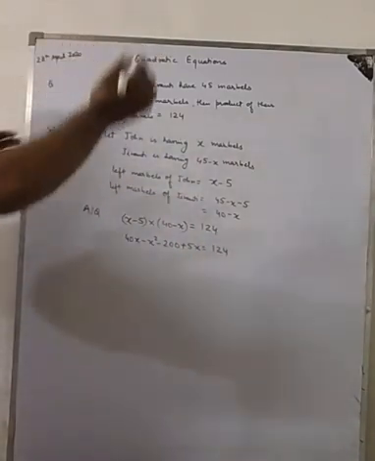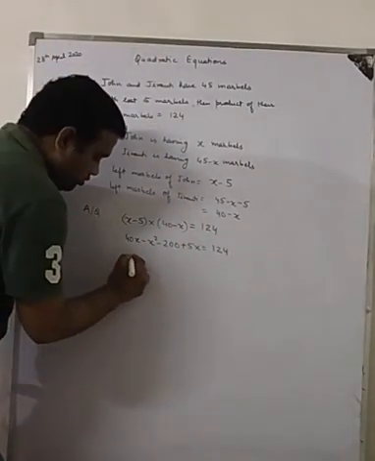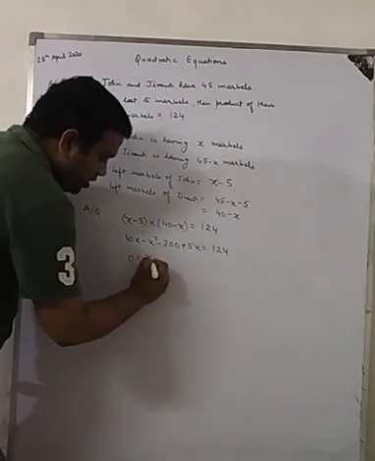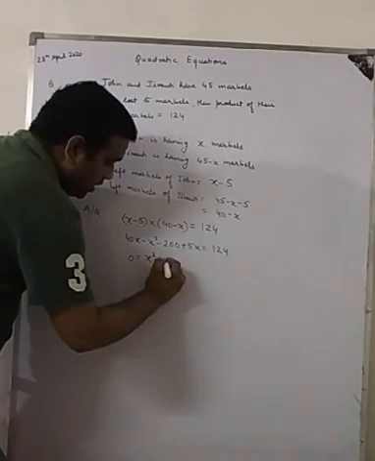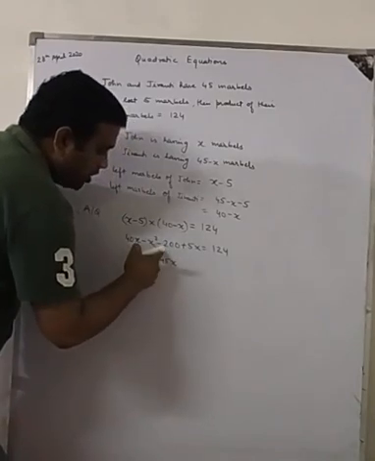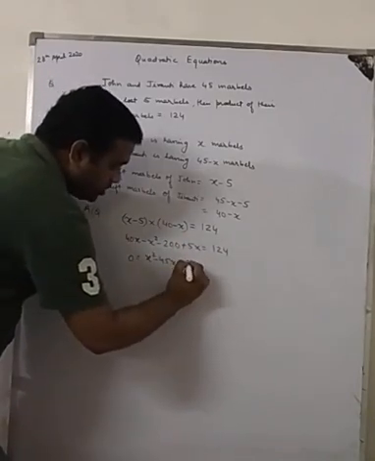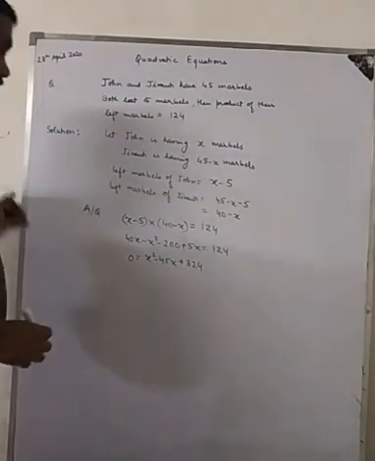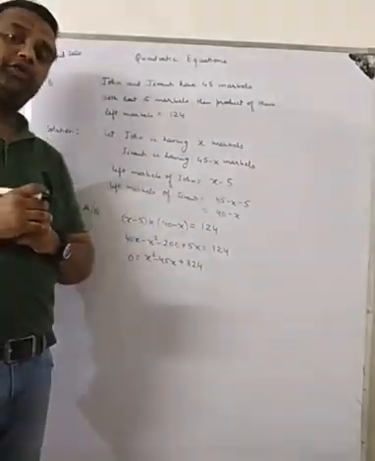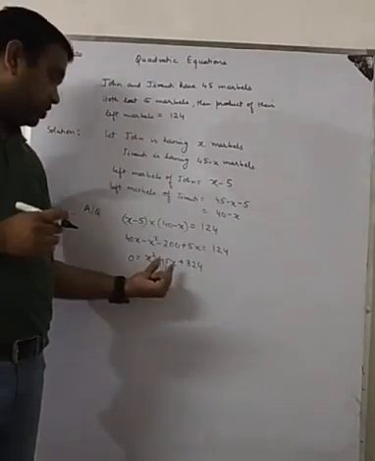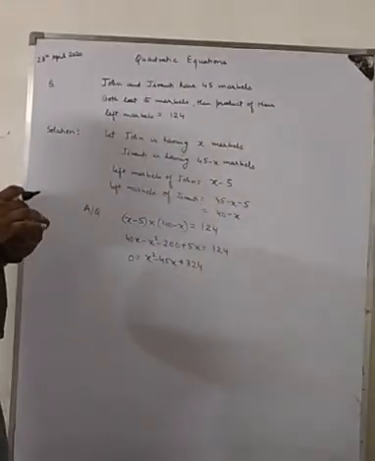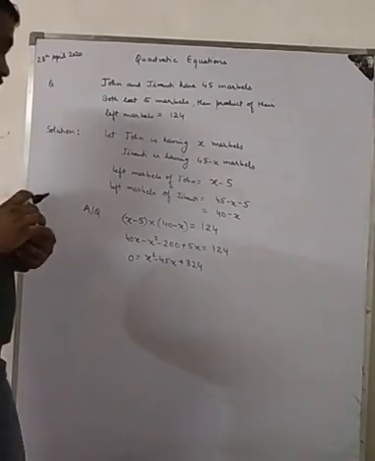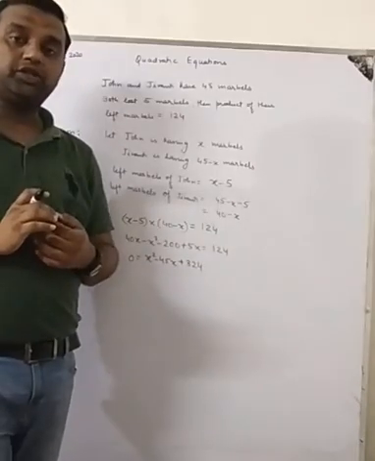So I am taking all the terms to one side. This will be 0, x square will become positive, this 40x plus 5x will become negative 45x, and this 200 will go to that side and become plus 324. Now we need to break this 324 in such a manner that the sum will be 45. So how are we going to factorize this 324?